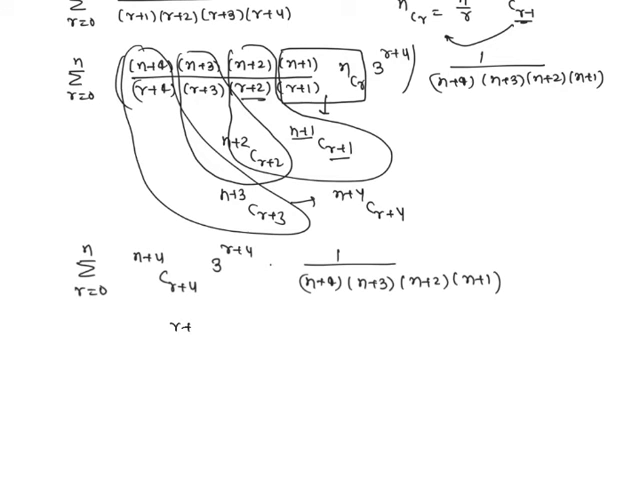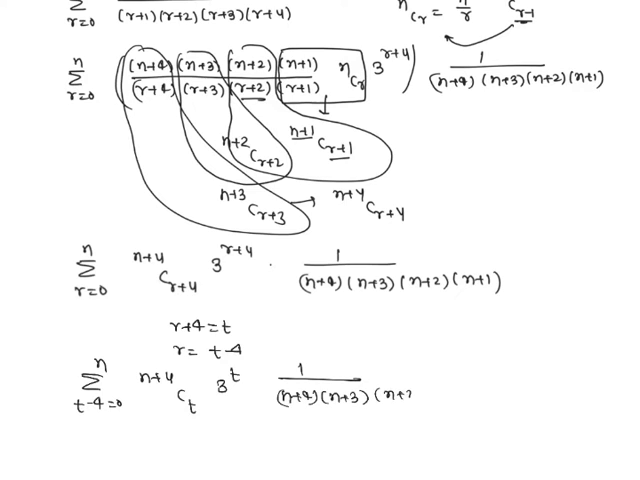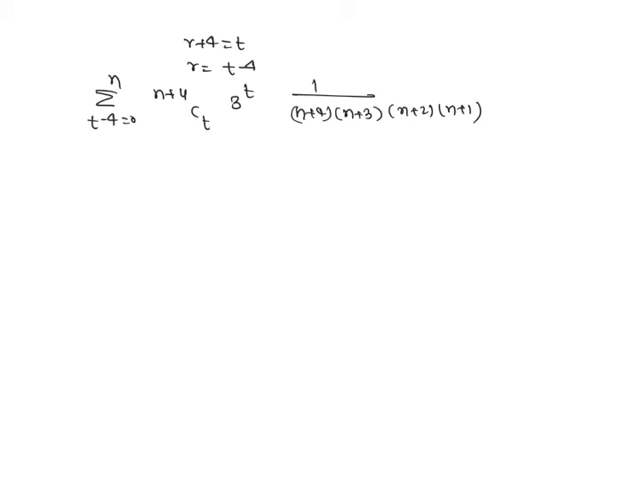Here r + 4 we will assume as t. So r equals t minus 4. So this will become the sum over t from 4 to n+4 of C(n+4, t)·3^t into 1 divided by (n+4)(n+3)(n+2)(n+1). Now this factor 1 by (n+4)(n+3)(n+2)(n+1) we will take outside.